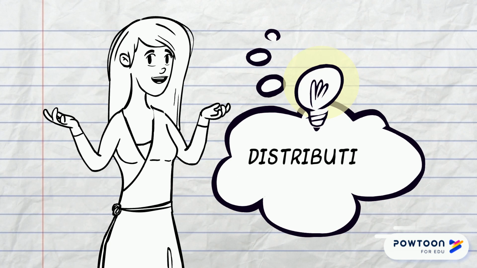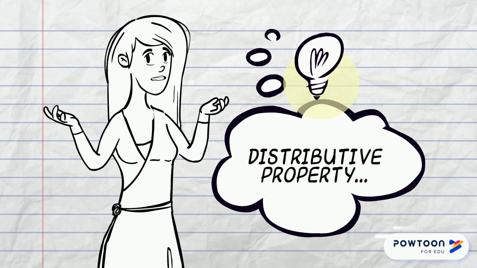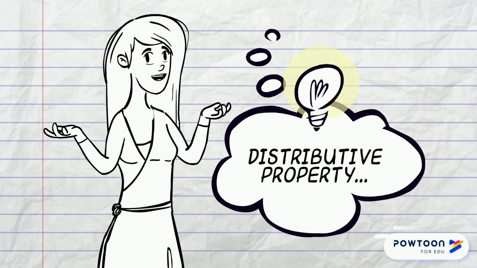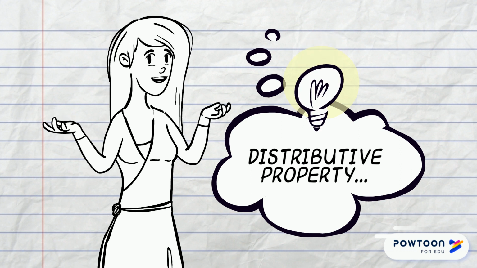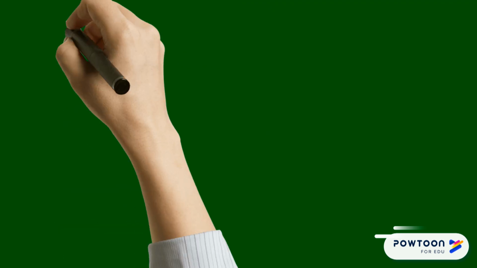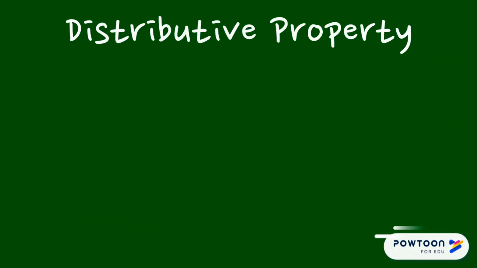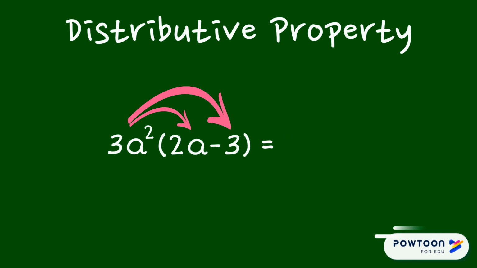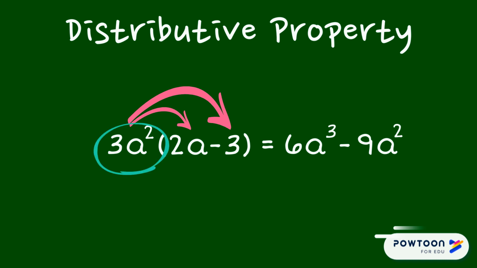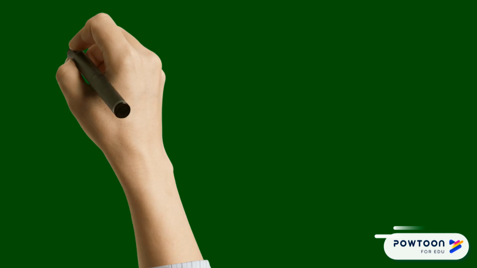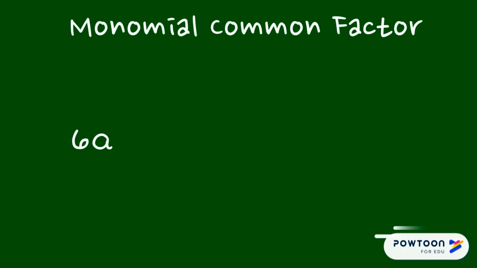We will learn how to factor out common factors from polynomials, but first we need to make a review of how the distributive property works. Look at the example. We can use the distributive property to find the product of 3a squared times 2a minus 3 as shown below. Notice how each term in the binomial was multiplied by a common factor of 3a squared. Factoring the monomial common factor is the reverse of this process.